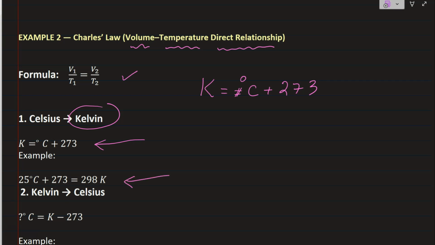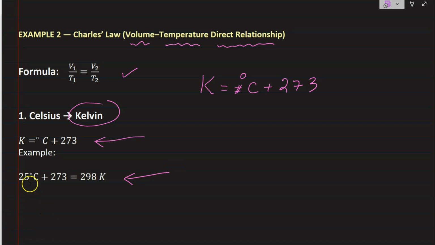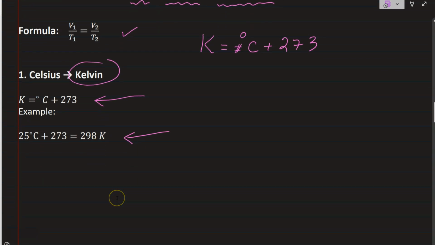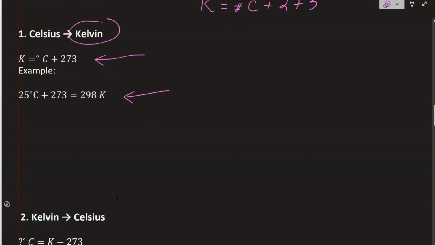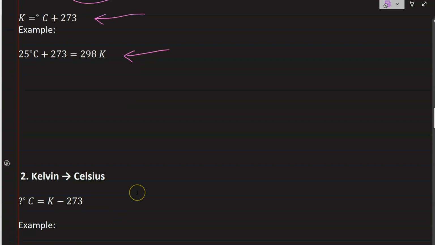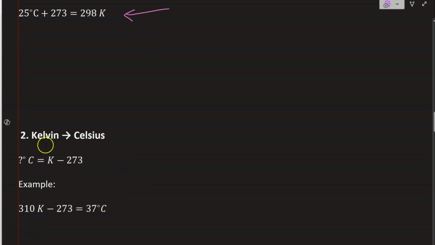As an example, I put one right here for you. 25 degrees Celsius: you add 25 to 273, and you get 298 Kelvin. Simple as that. And here's another example where you go from Kelvin to Celsius. Sometimes you have to do that. If the final question asks you to leave the temperature in Celsius, you take the Kelvin, subtract 273 from it, and then you'll get the answer.